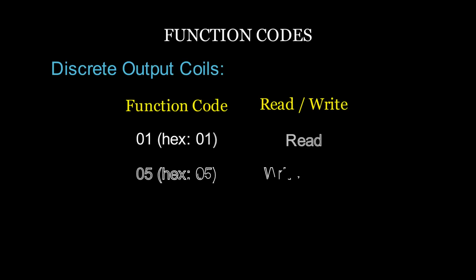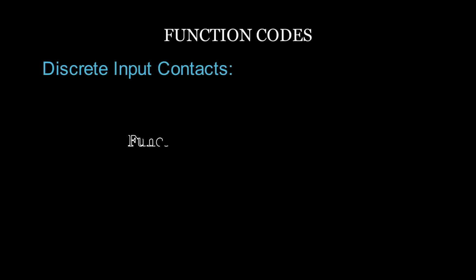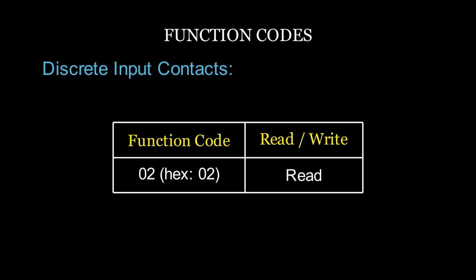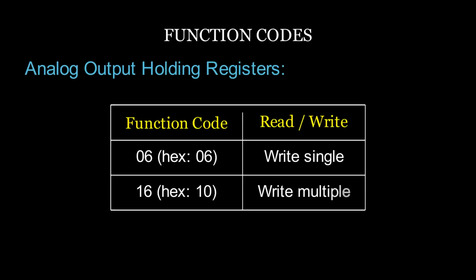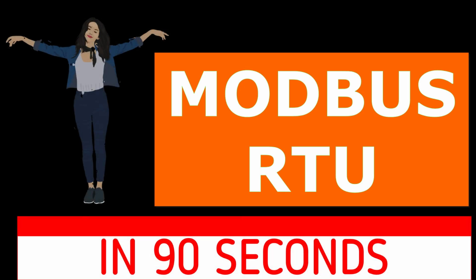Writing to and reading from the specific memory areas are performed through function codes. Different function codes are used to target various memory areas of the slave device, allowing you to read or write either a single value or multiple values. To perform a specific action, you need to select the appropriate function code. This is Modbus RTU in 90 seconds.